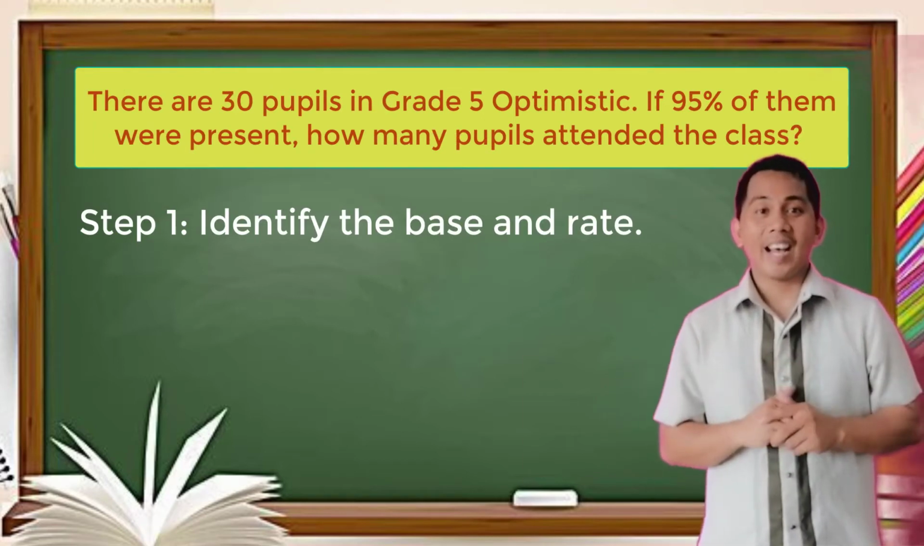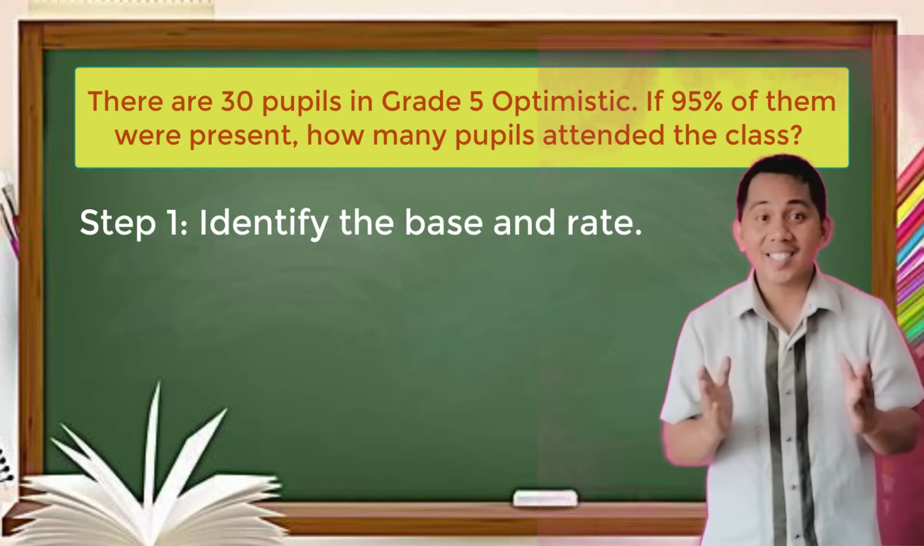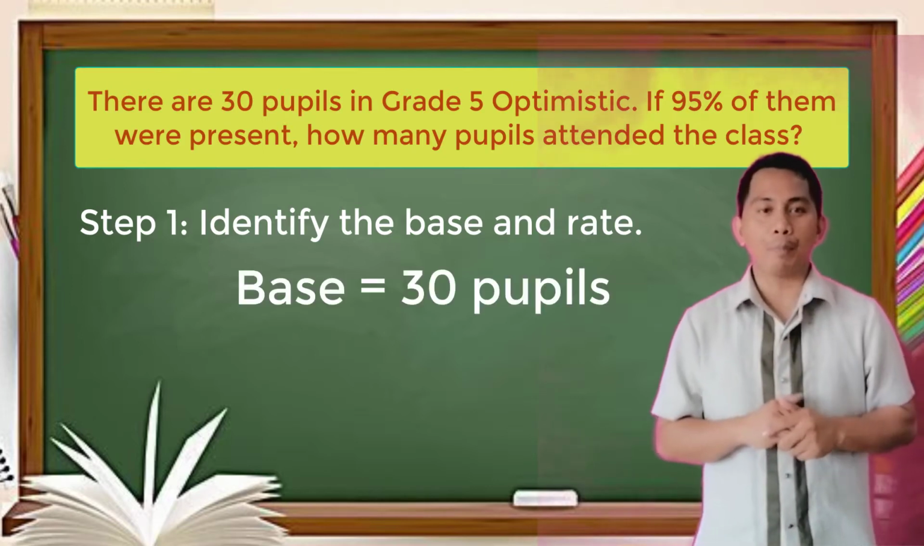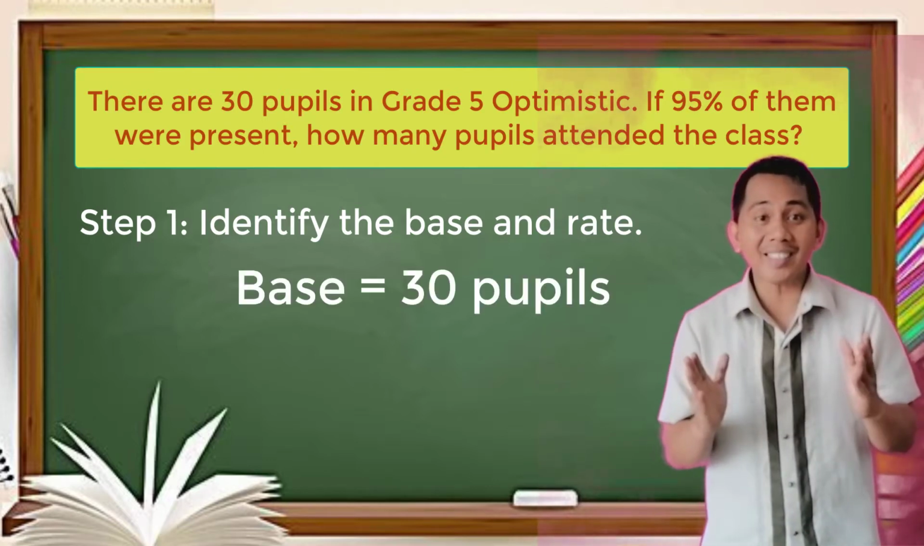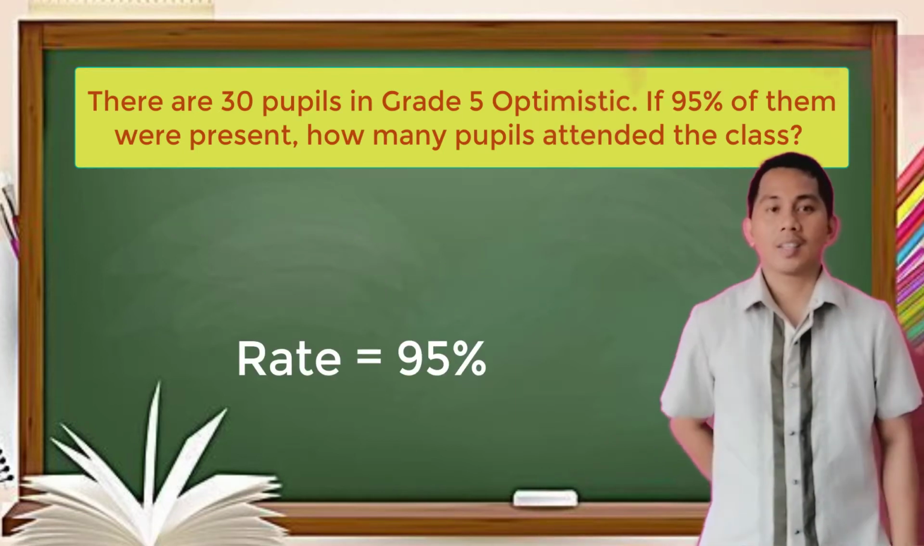Step 1. Identify the base and the rate. The base is correct, 30 pupils. And what is our rate? Yes, 95%.